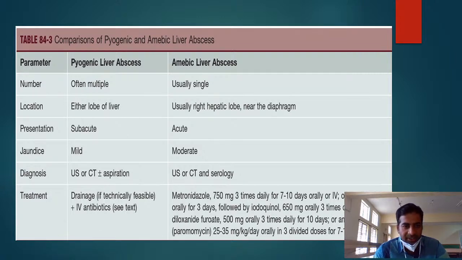Icterus, jaundice can be seen as moderate in amoebic, whereas mild in the case of pyogenic. Diagnosis, you do a USG or CT with aspiration. Aspiration is absolutely contraindicated in the case of amoebic liver abscess. Okay. So treatment, you do drainage and give IV antibiotics. Depending on the culture sensitivity, you can step up.